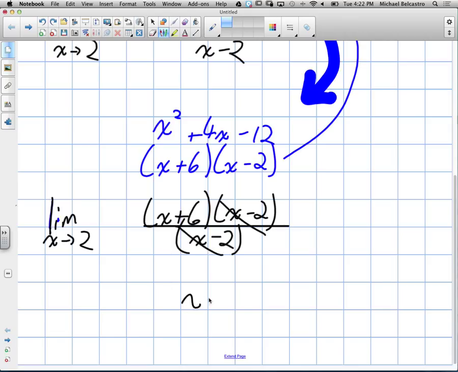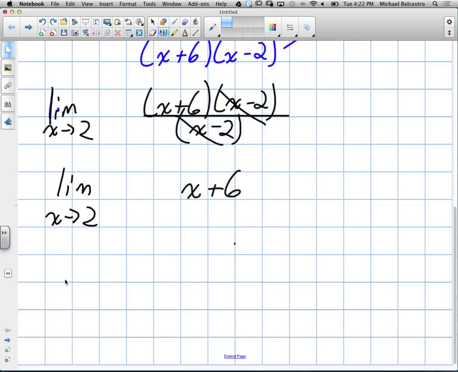So our limit as x approaches 2 of x plus 6 is the value of x plus 6. So we plug in our value of 2, and we find out the limit when x approaches 2 is equal to 2 plus 6, which is our value of 8. So in other words, our limit is 8.